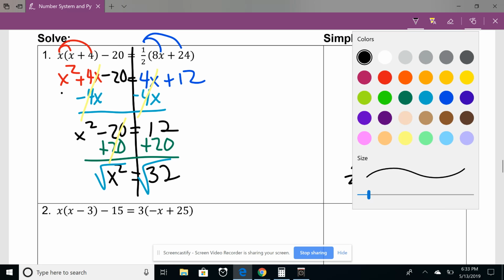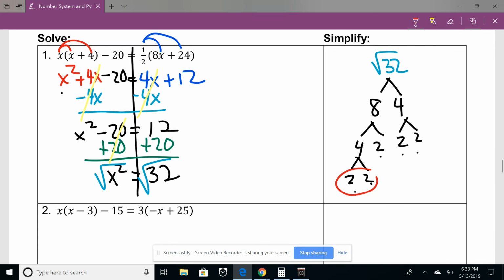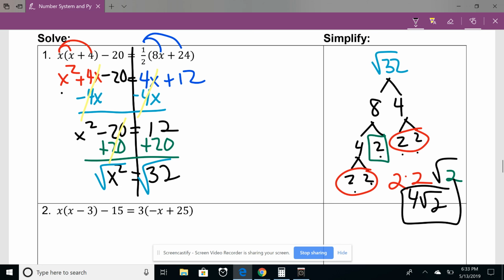Now again, I always want pairs on the outside of the radical. So here's one pair. Here's another pair. So that's going to go on the outside of the radical. And then there's one left over, which is going to go on the inside of the radical. 2 times 2 is 4. 4 radical 2 is my answer. We could write it up here to help you see. So we're just solving equations like we've done previously and just simplifying our radical solution.